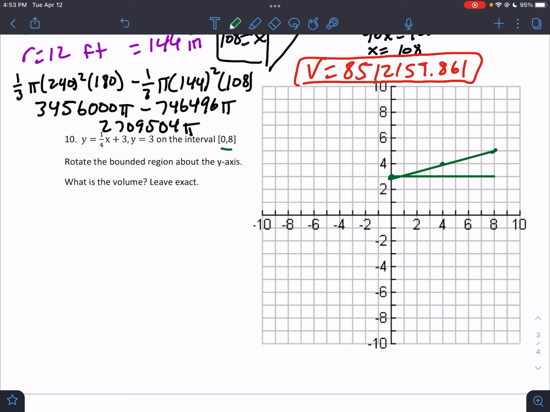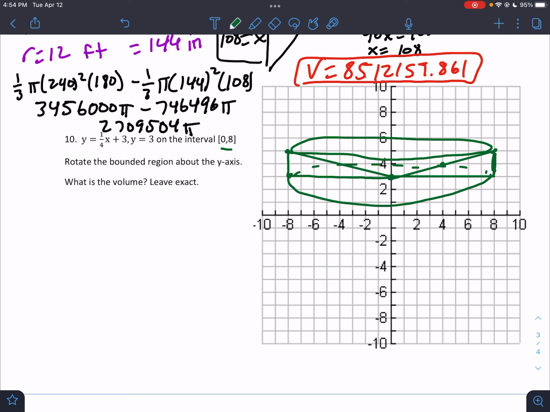There we go. And interval 0 to 8, so there's going to be a wall over here at 8. We're already starting at 0, so we don't need a wall there. We're going to rotate it around the y-axis. So we're going to go to -8, 5. 1, 2, 3. And then down here, I like drawing the reflection. And we're going to connect reflected corners with circular motions. That's a rough one to see, but there's a cone cut out of a cylinder.